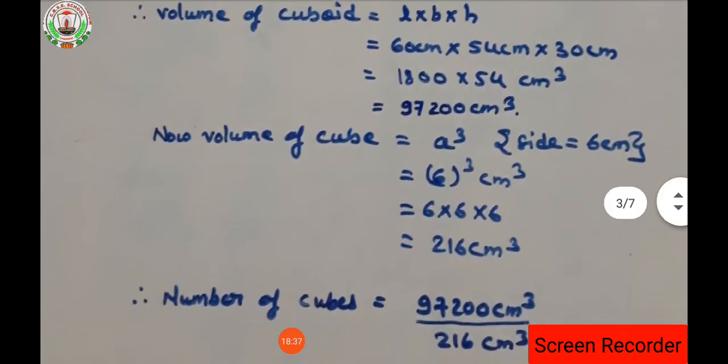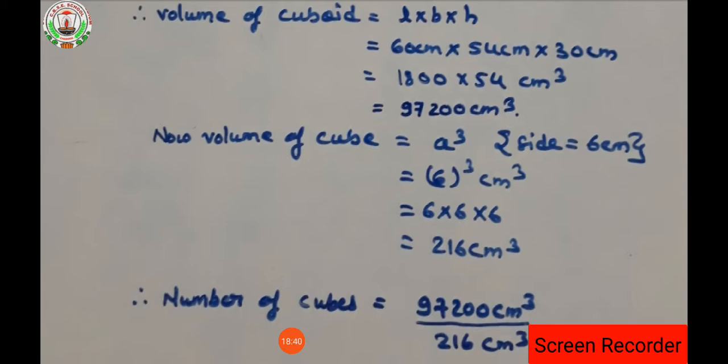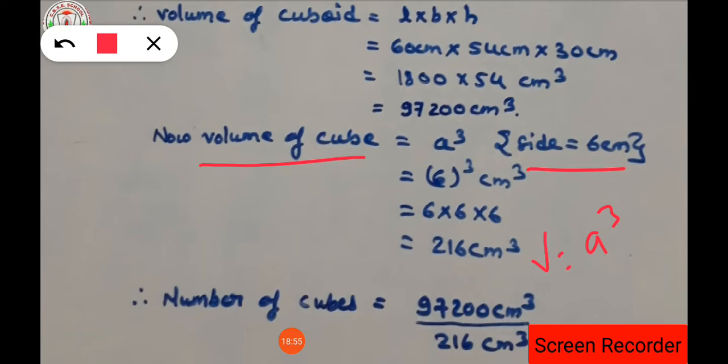Then now, since we have the shape of one cube, whose side is given as how much? The side of one cube is given as 6. So what is the volume of the cube? A cube is the formula for the volume of a cube, isn't it? So as we found the volume of the cuboid, in the same way we have to find the volume of a cube. A value is given as 6, that means A to the power 3, that is 6 to the power 3. So 6 into 6 into 6 is equal to 216 centimeter cube.